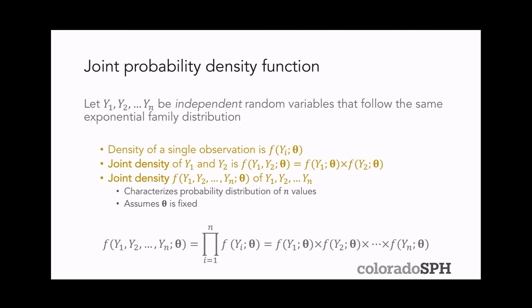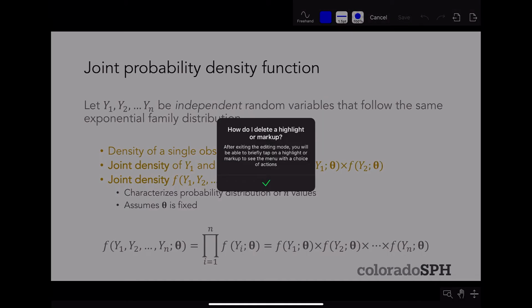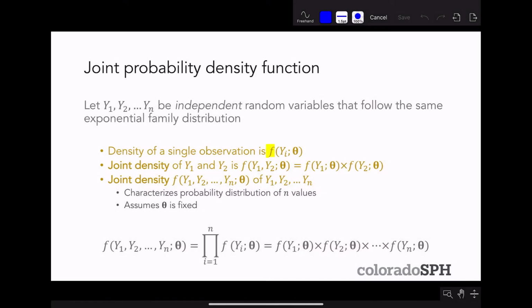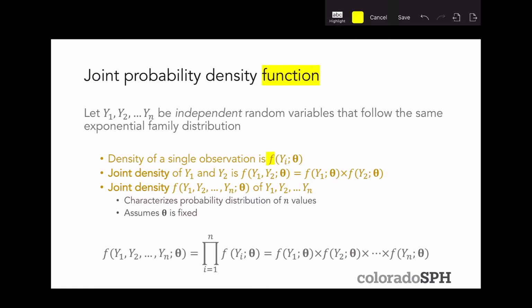So let y1 through yn be independent random variables that follow the same exponential family distribution. So the density of any single observation, I'm going to denote f of yi given theta. And so if you have independent variables, two independent variables, then the joint density is just the density of the first variable multiplied by the density of the second variable.